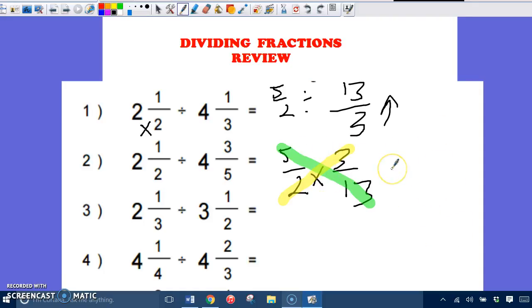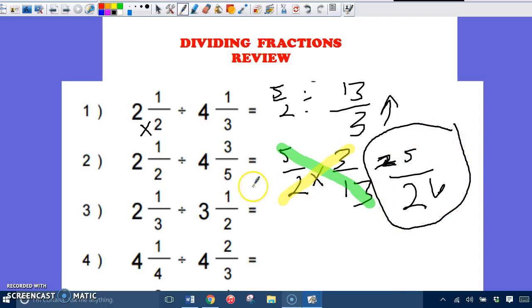Okay, and when I do that, I have 5 times 3. I'm going to pretend that I looked. None of these are going to reduce, okay? 5 times 3 is 15. 2 times 13 is 26. Oh, and look at that. I have 15 over 26. This is not improper, so I know I can keep this fraction as is.